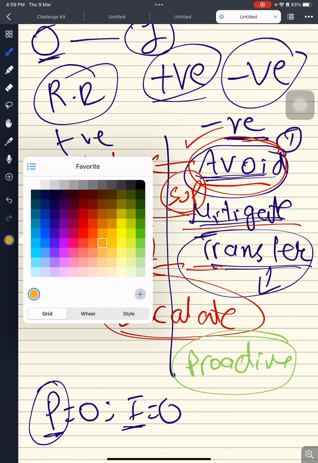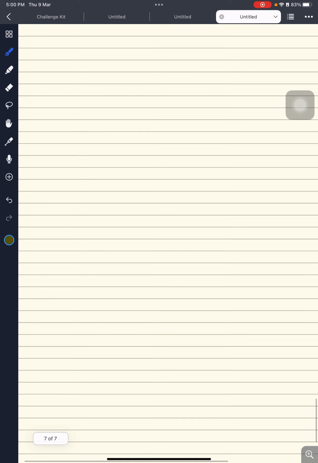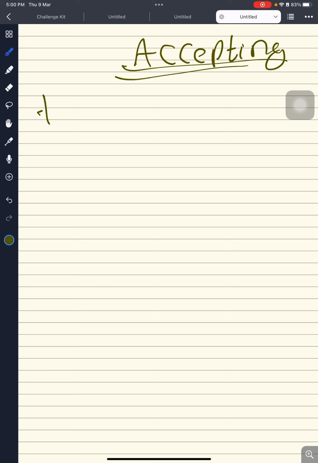Okay, I'm using a different color just to show you something different. All these are proactive strategies. Even if the risk did not happen, you are doing it before that, changing those things. Then we have a reactive strategy where we actually wait for the risk to happen. That strategy is called accepting the risk. It is both for positive risk as well as negative risk.